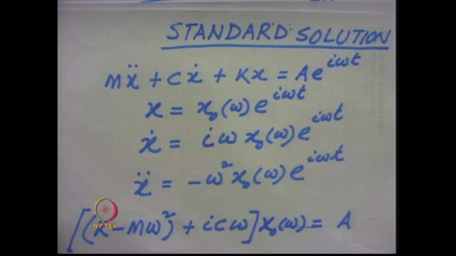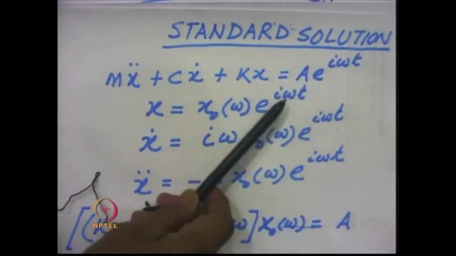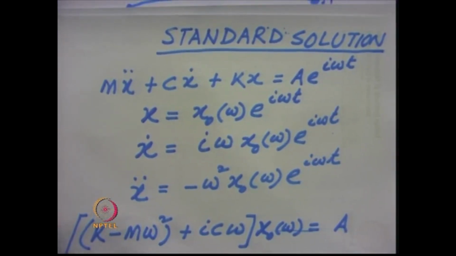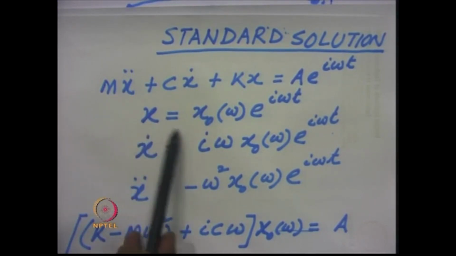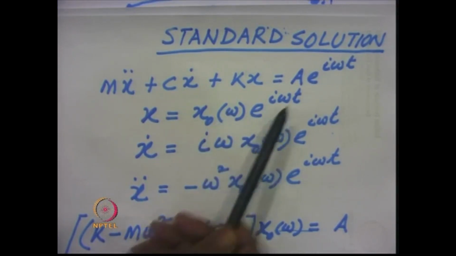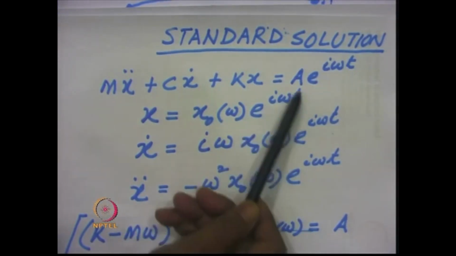So, this is known as the complex harmonic function A into e to the power i omega t. If the single degree of freedom equation is subjected to a complex harmonic function instead of the ordinary harmonic function, then the steady state solution part of it can be written as x is equal to x0 of omega into e to the power i omega t. Since the excitation is of the form of e to the power i omega t, the response also will be of this form.